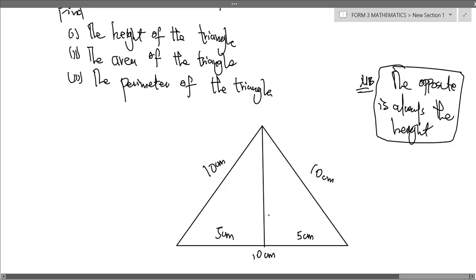I believe you get the point. Here becomes 5 centimeters, here becomes 5 centimeters. So now what will be left here is the height. So let's give the triangle the name ABC. This side and this side and this side are all equal because it is an equilateral triangle. So this now becomes our figure. So the first question is for us to find the height, in other words, to find the opposite. So using Pythagoras theorem, we can find the opposite. How do we do that?